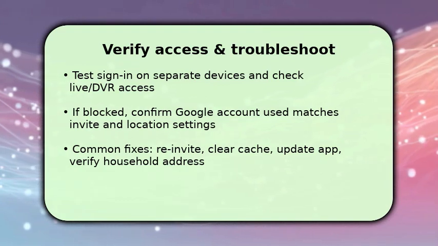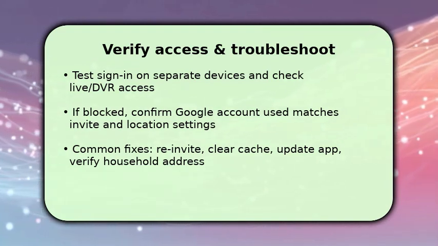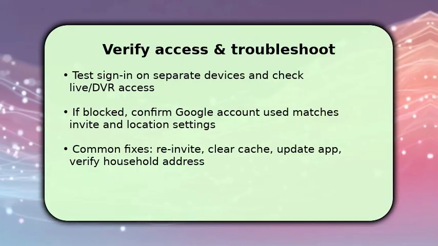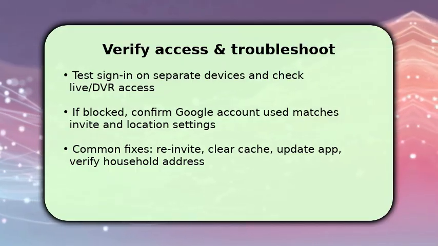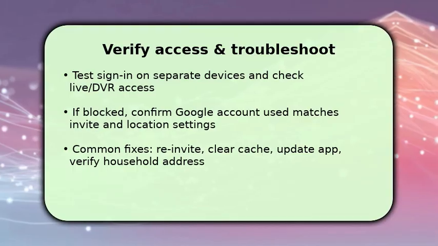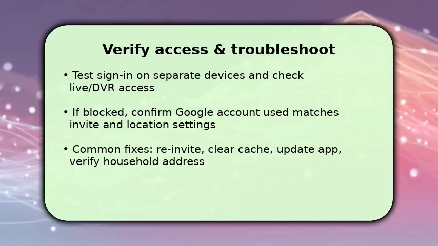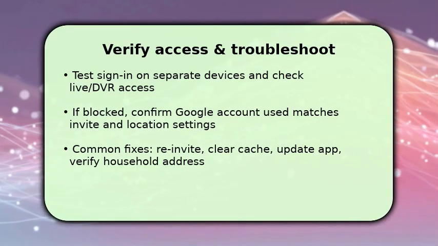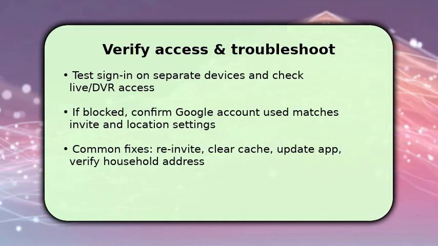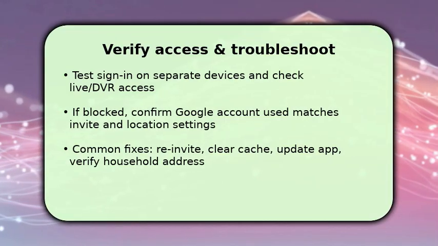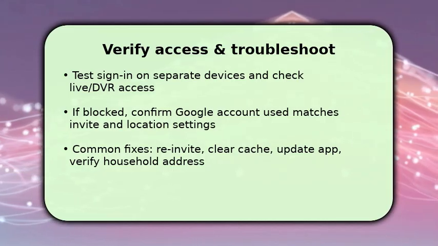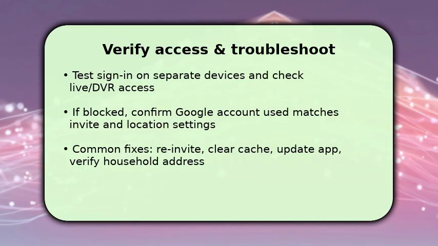If someone is blocked, make sure the Google account they used matches the invite and that their device reports the expected household location. If issues persist, re-invite the member, clear the app cache, update YouTube TV, or sign out and back in. One key troubleshooting tip: confirm the invited account is not using a supervision or child account, which can prevent sharing and requires an adult Google account.